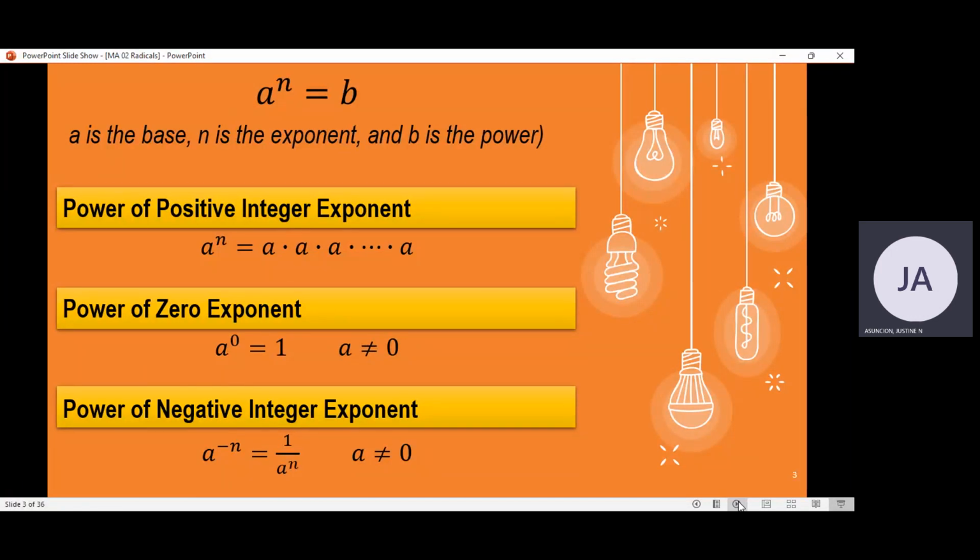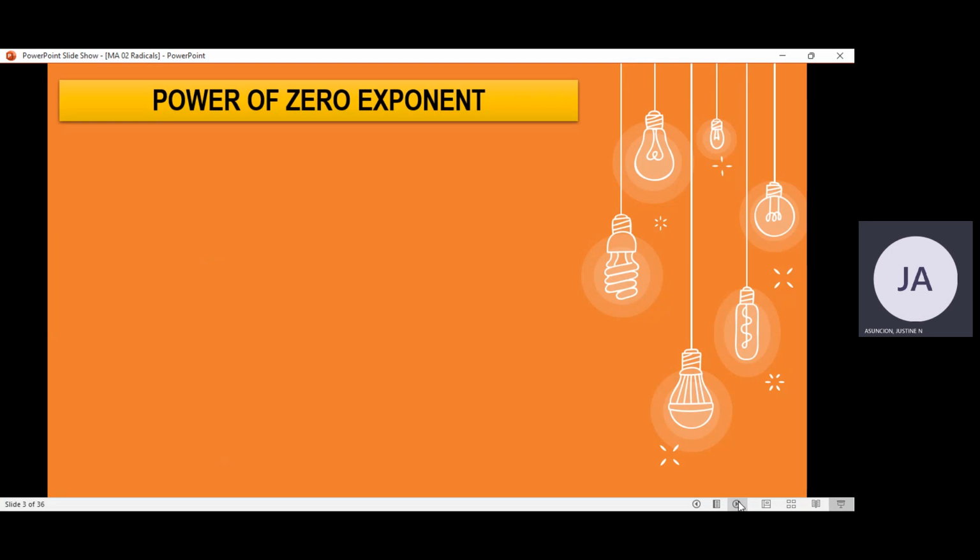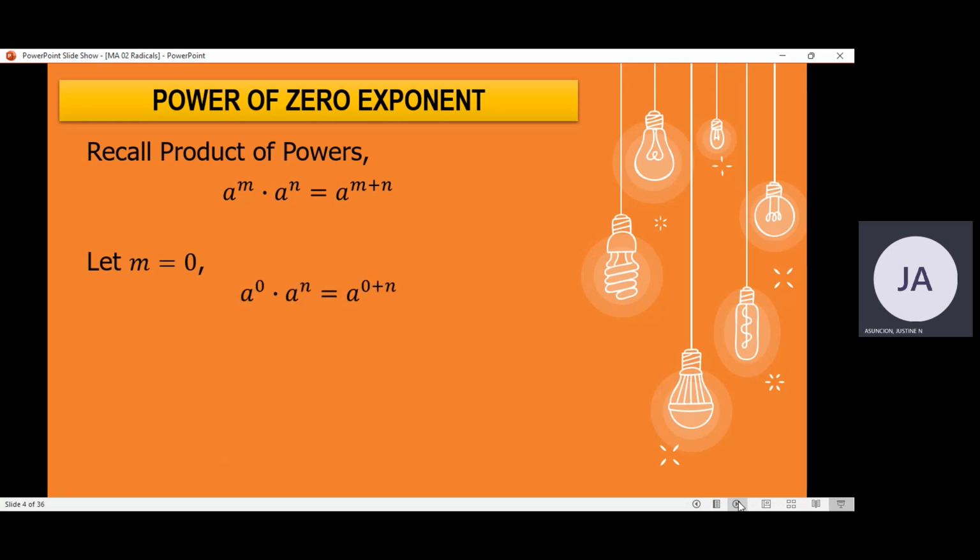Now let's derive the form of the zero exponent and the negative integer exponent from the previous laws of exponents that we've discussed. Let's recall the product of powers. In product of powers, we have a raised to m times a raised to n is equal to a raised to m plus n, where we add the exponents. Now let's say we let m be equal to 0. Therefore, we have a raised to 0 times a raised to n, which is equal to a raised to 0 plus n. And a raised to 0 plus n is simply a raised to n. So we have a raised to 0 times a raised to n is equal to a raised to n.